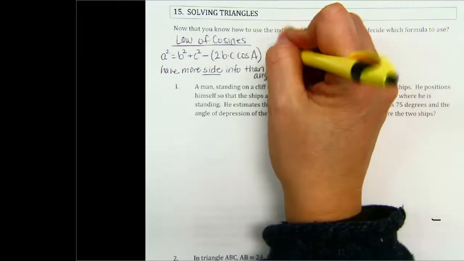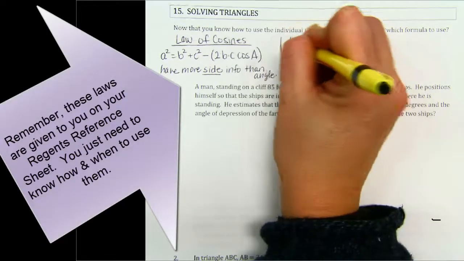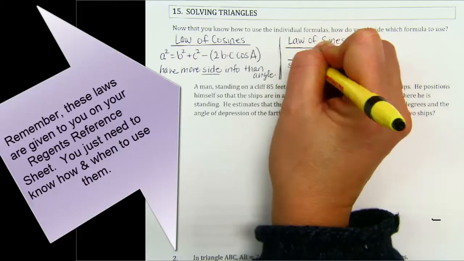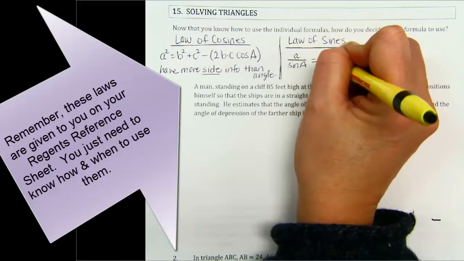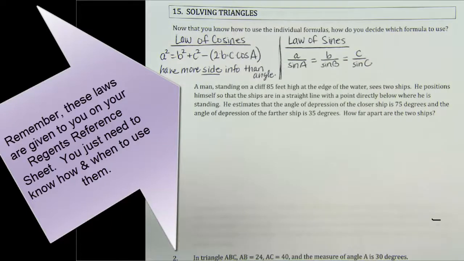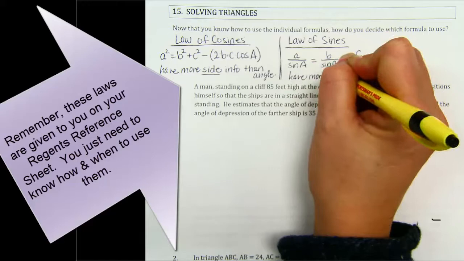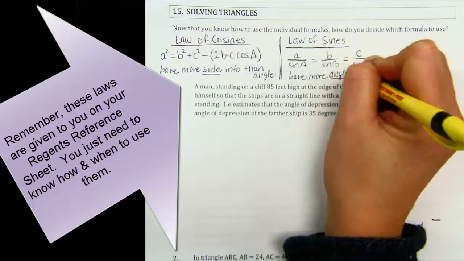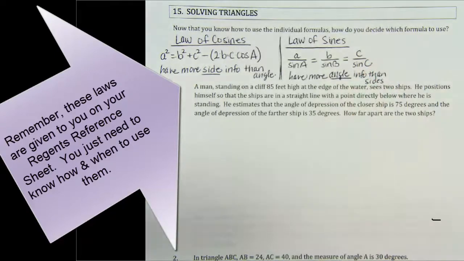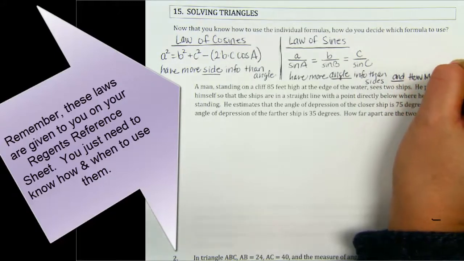Our second law is the law of sines, also on your formula sheet, no need to memorize. You can copy it off of your formula sheet if you'd like another place to have it written down or just to practice writing it. And we use our law of sines when we have more angle information than we do side information. We also use the law of sines when you're asked those ambiguous case problems, the how many triangles questions.